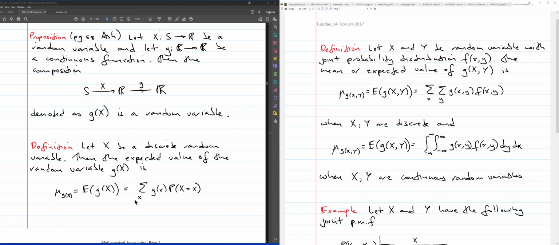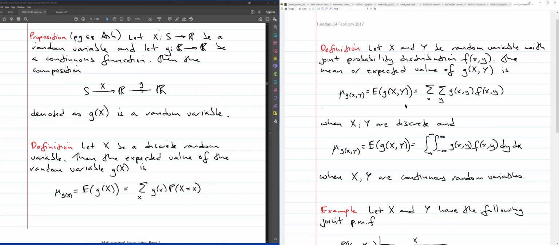Here what you're doing is you're summing over all possible values of x. Here what you need to do is sum over all possible values of x and y, so that's why you have this double summation here. And then instead of g of the small x, it's g of the small x, y. Here it was g of small x times your PMF for a single variable, and here now this is g of xy times the joint PMF over here, which is f of xy.